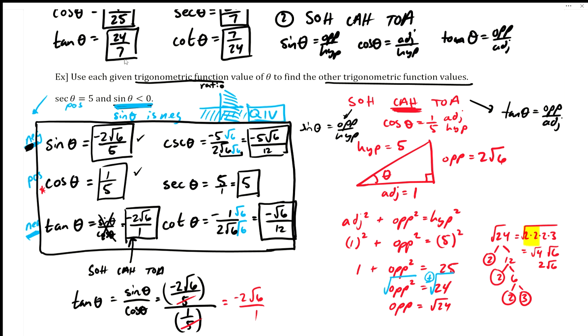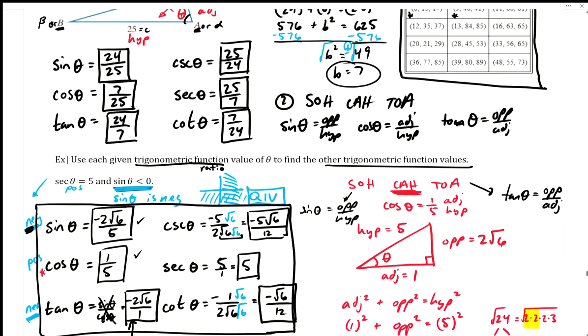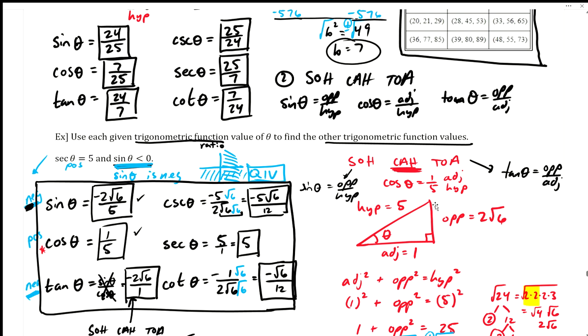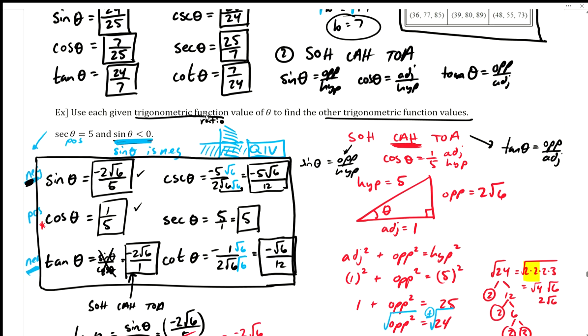So that is using SOH CAH TOA given a trig function. They might give you a triangle right away, like the previous problem. They might give you a trig function. Either way, we can work with them both, make a right triangle, and use that right triangle to find your ratios, all of your trig functions.